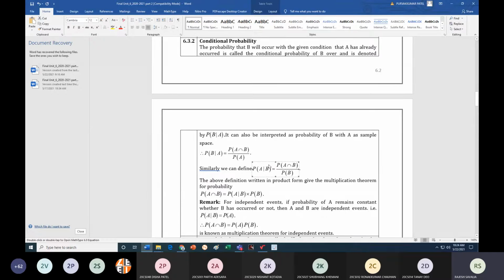Similarly, we can define probability of A over B. A over B means B has already occurred, after that A is done. That is given by probability of A intersection B divided by probability of B. Any doubt up to this line?